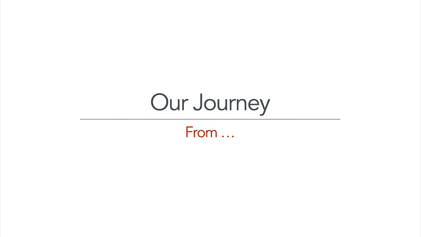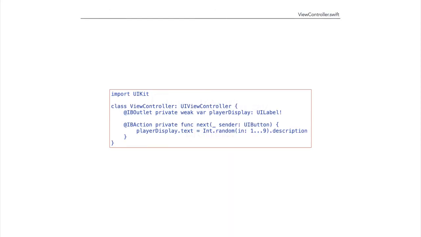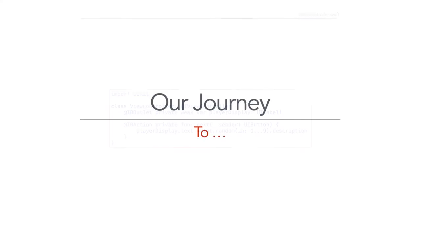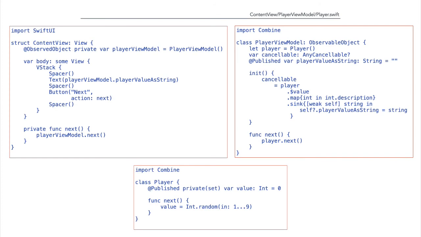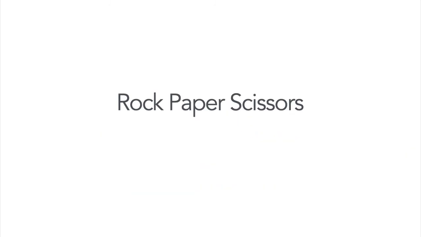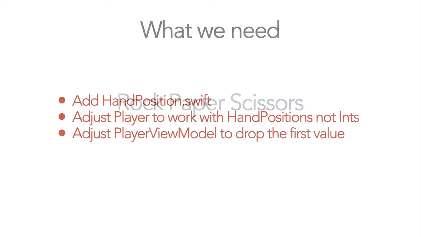This has been quite a journey. We started with a simple version of our app here, and now that we have SwiftUI and Combine doing all the pieces, our new version looks like this. And our app does nothing that it didn't used to do, but now it's in a position for us to expand it and give it new features. Let's turn this into a rock, paper, scissors app. I'm going to add handPosition.swift, which is just an enum that will hold rock, paper, and scissors, and I'll adjust player to work with hand positions for its value instead of ints. I'm also going to have to make a little trick where I ask player view model to drop the first value, but Combine lets me do that quite easily.